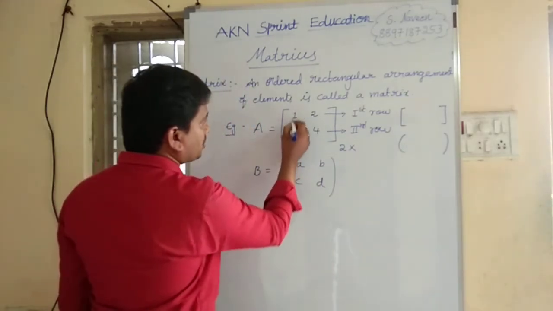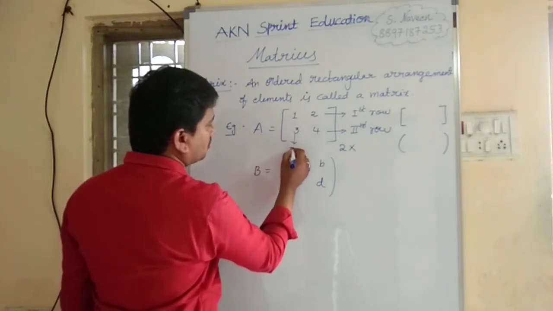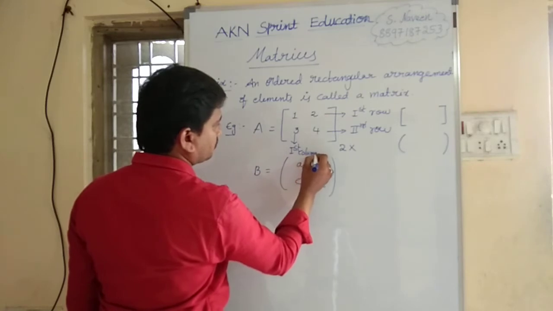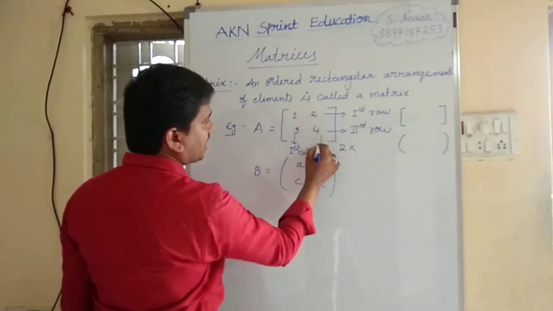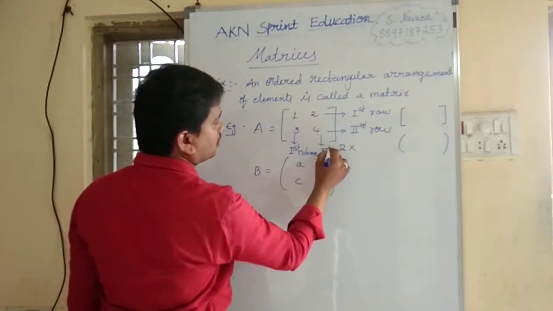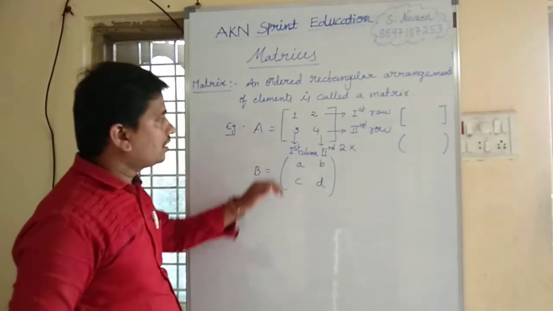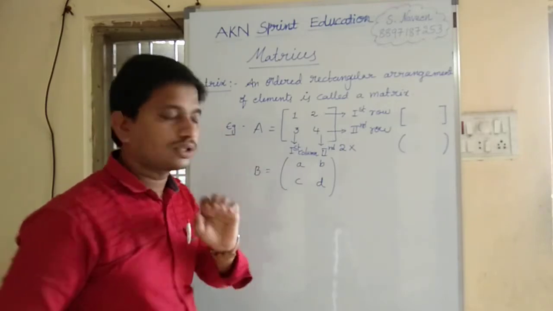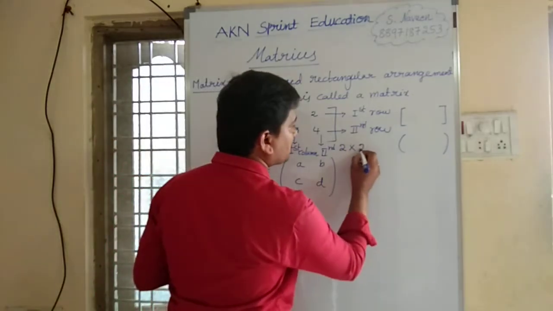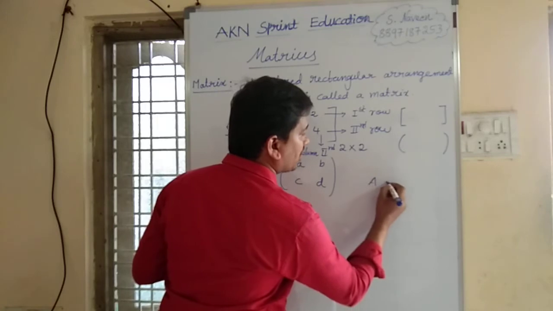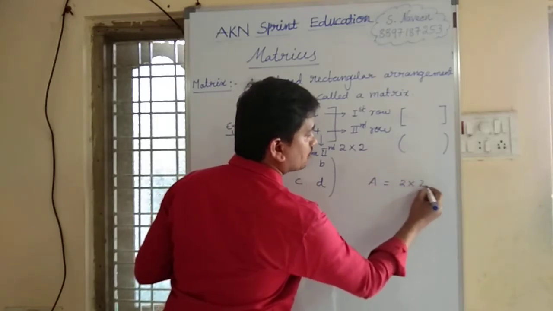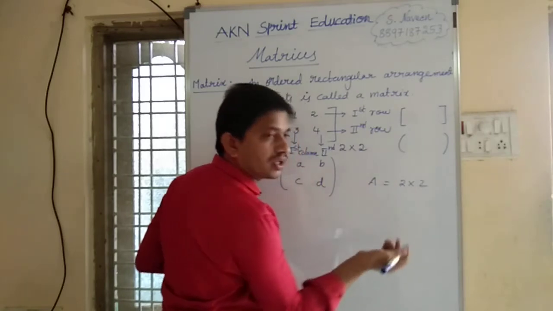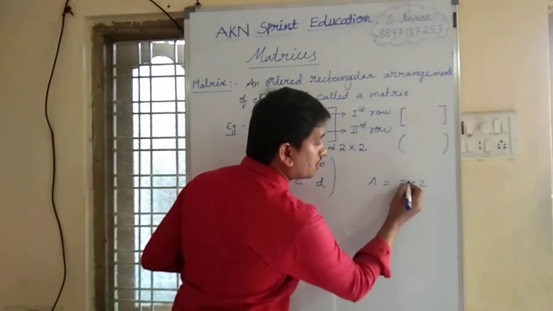This is called our first column, and this is called our second column. In matrix A, we have two rows and two columns. So what is the order of the matrix A, children? Order of the matrix A is 2 by 2. We can read it as 2 by 2, or also we can read it as 2 cross 2.